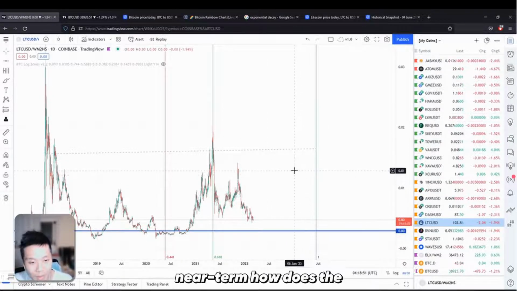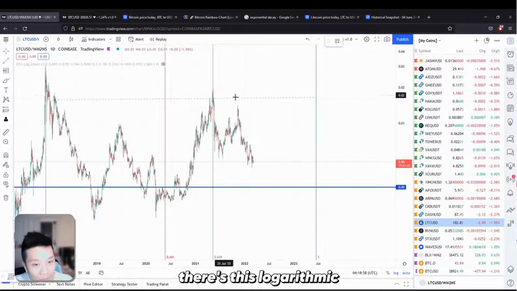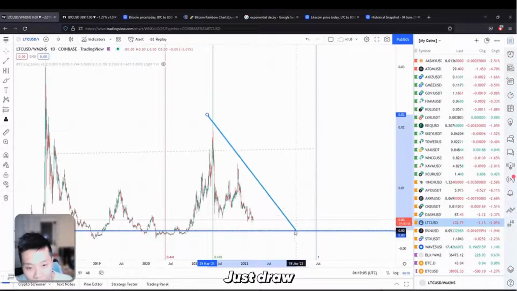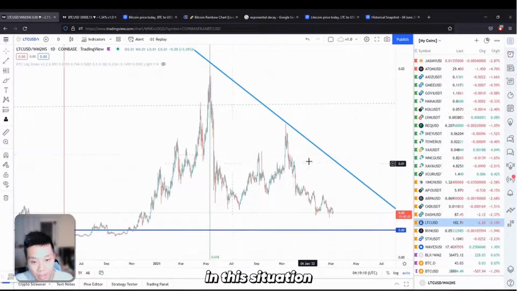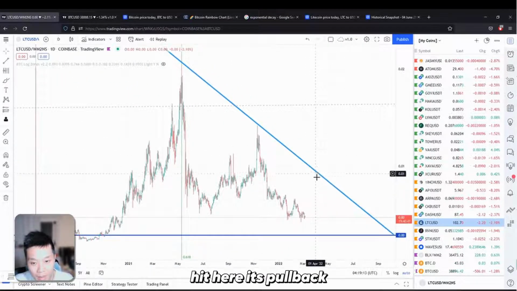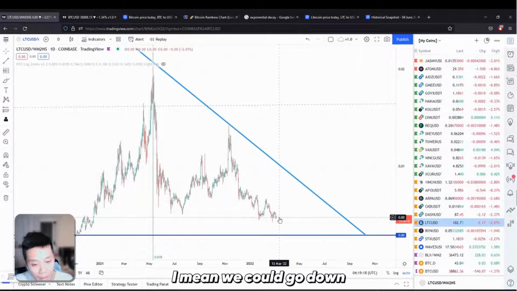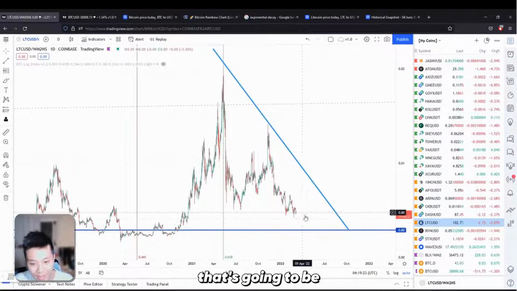So what about the near term? How does the near term look? One of the things I noticed was that there's this logarithmic trend line. It doesn't have to be; we're just going to draw it linearly because I think it gives a better sense. In this situation, typically it's going to hit here and then pull back. So in the near term, I do think that we are going to go up. I mean, we could go down and then go up and then break out.